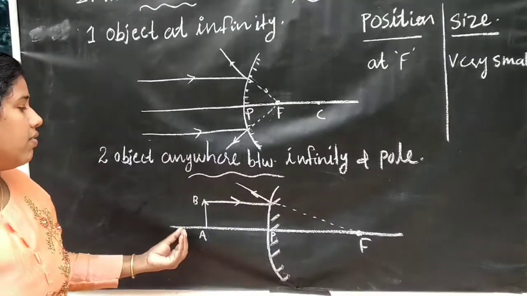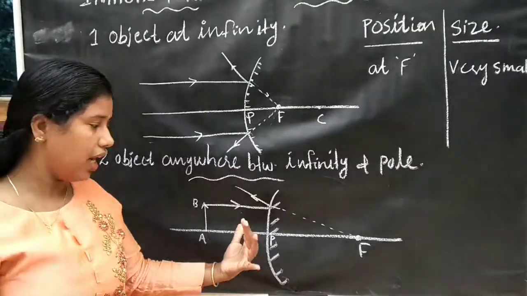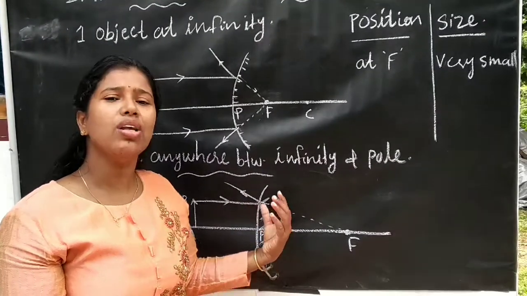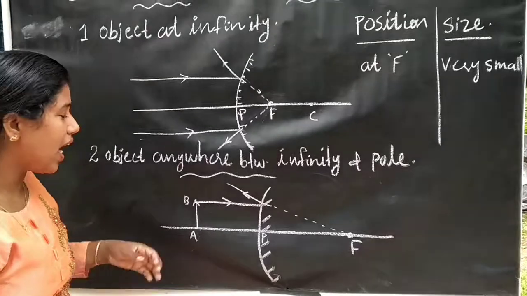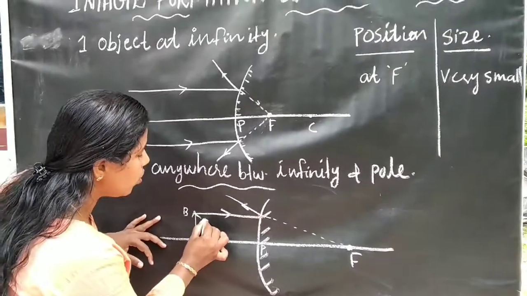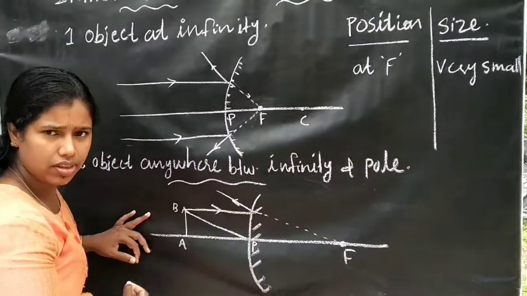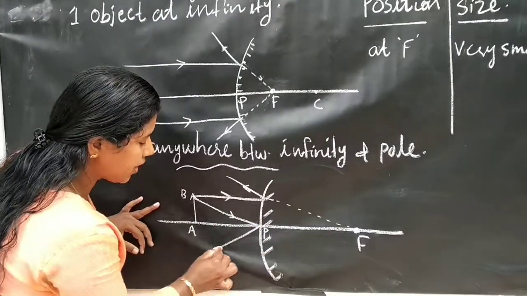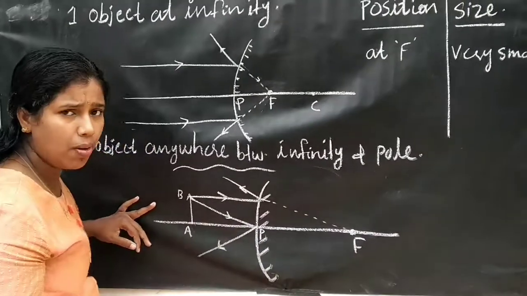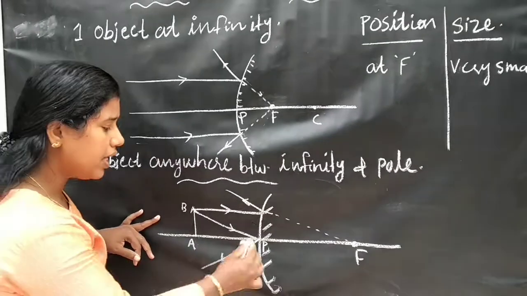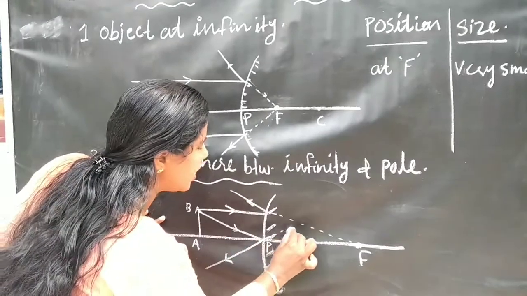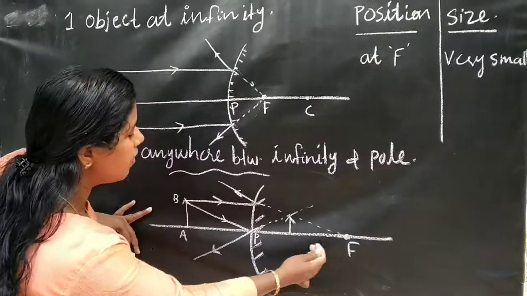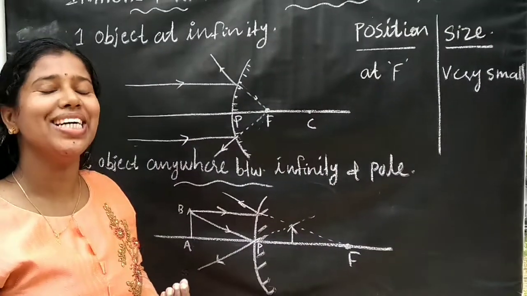Then next one. Here we applied the first rule. We can use the last rule also. A ray of light passing through the focus, already studied. Then what happened? It is reflected back like this in case of concave mirror. But in case of convex mirror, we know that it appears to come like this. Then the image we get is in between pole and focus.